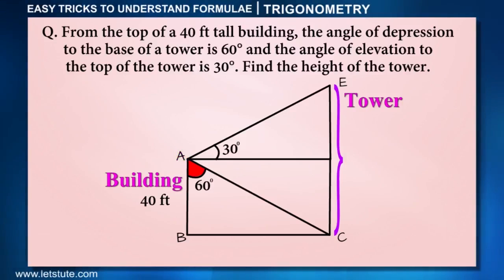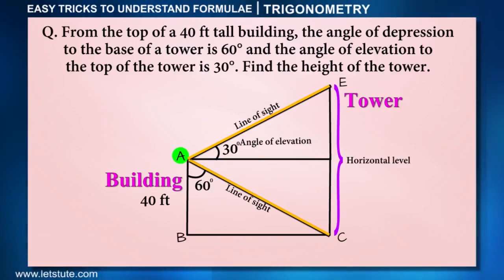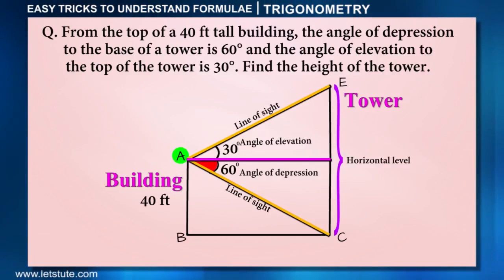Because if you are at the top of the building, then this straight line acts as the horizontal level, and when you look up to see the top of the tower or look down to see its base, this line will be the line of sight. And we have learned that the angle formed between the horizontal level and line of sight is called the angle of depression. So this angle will be the angle of depression, that is 60 degrees, right?